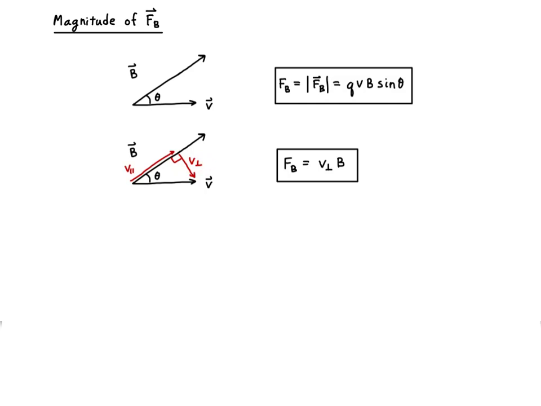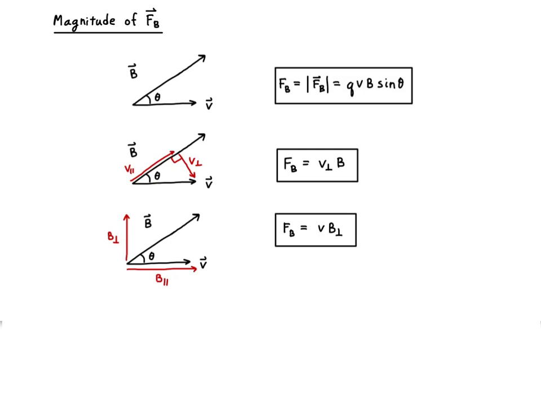So the equation becomes simply V perpendicular times B. We can also look at the components of the B field. If you break down the B field, there's going to be a component that's parallel to V and a component that's perpendicular to V. And this is the component that matters when you want to find the magnitude of the cross product. So in this case, the magnitude would be equal to V times B perpendicular.